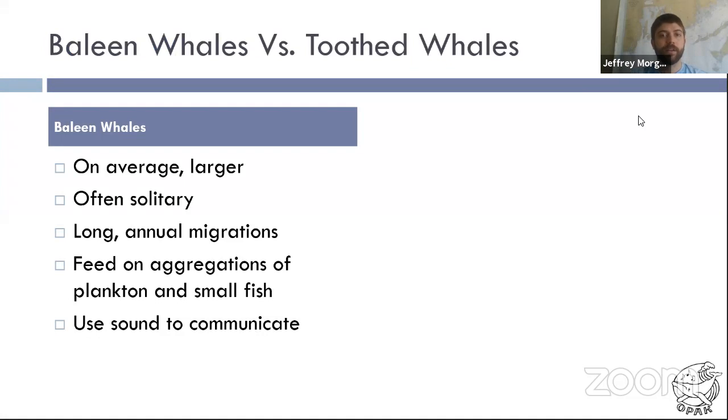So our baleen whales are usually the much larger whales, like our blue whales and our humpback whales. They often live by themselves. They make really long annual migrations, and they feed on aggregations of plankton and small fish. So they don't go after individuals, and they use sound to communicate with each other.